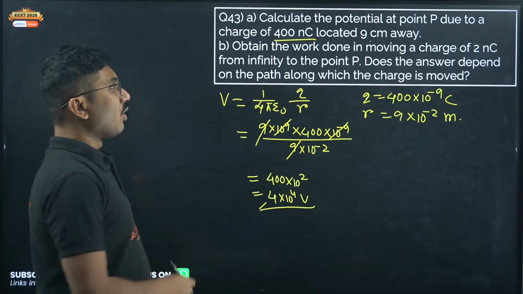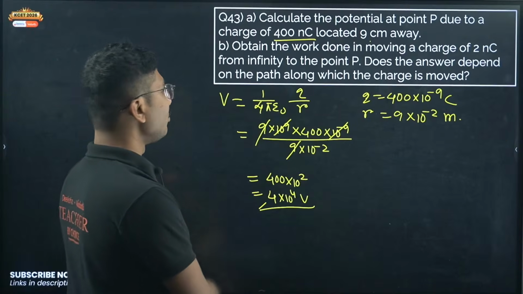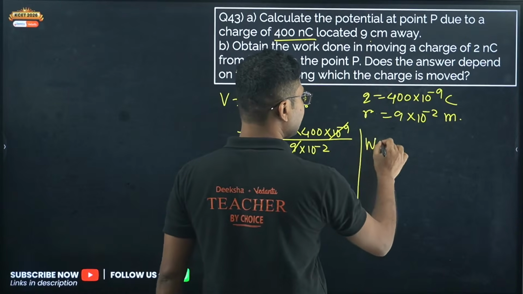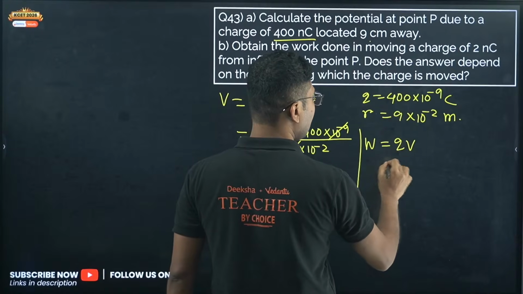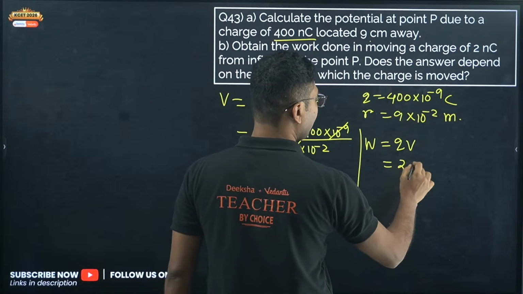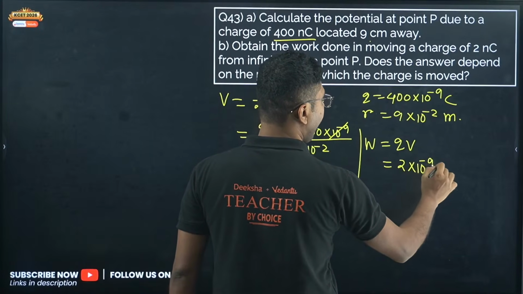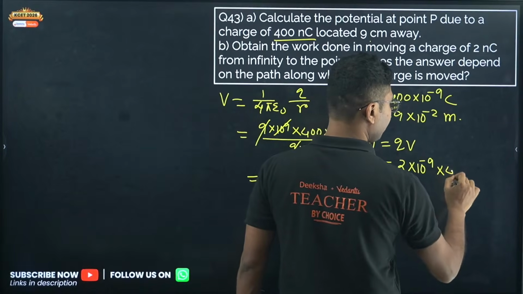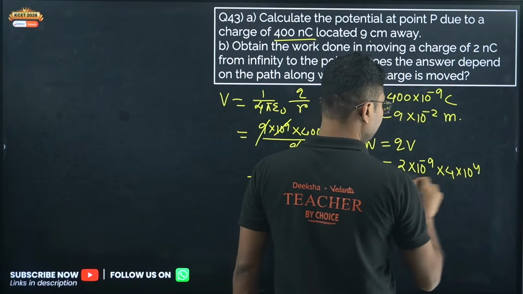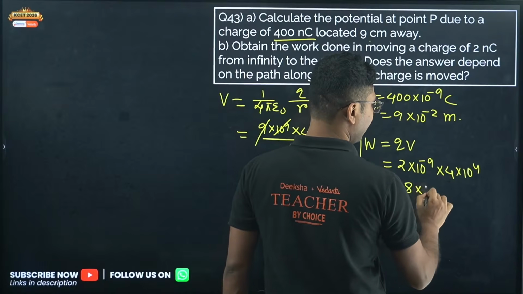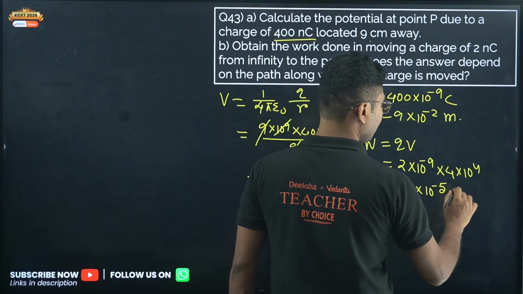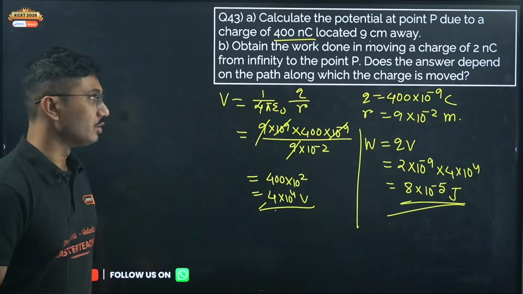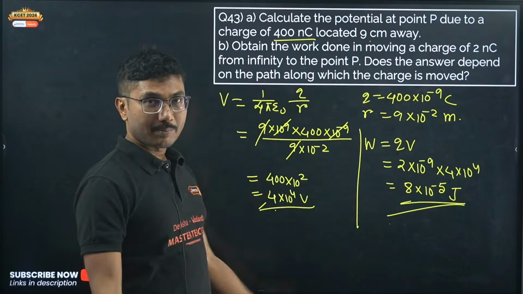Obtain the work done in moving a test charge of 2 nanocoulomb from infinity to the point. Work done to move a test charge is given by Q into V. Q is 2 nanocoulomb and V is 4 into 10 to the power of 4, that is 8 into 10 to the power of minus 5 joules. For work done, the unit will be joules. Does it depend on the path?